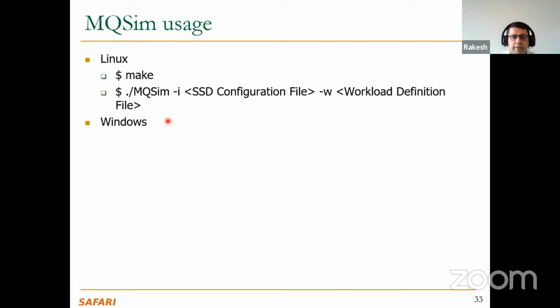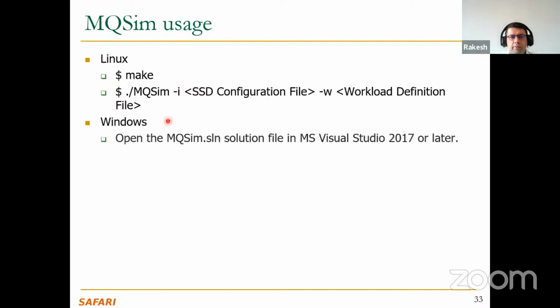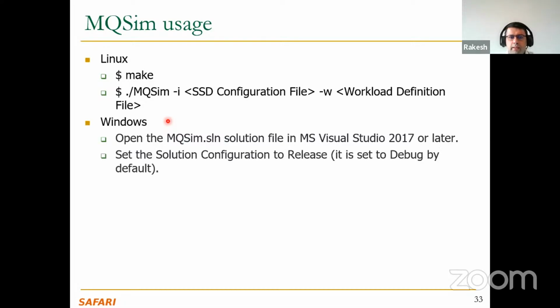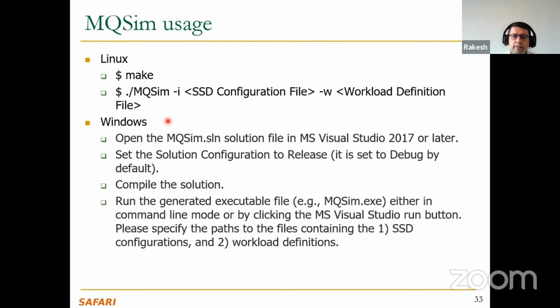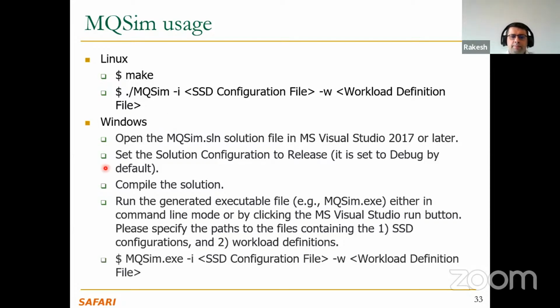And if you are a Windows user, then there is a solution file that is provided in the Git repository, and this can be used with Visual Studio 2017 or later. Once the source code is loaded, we can set the solution configuration to release and compile the solution. It generates an executable file, which can be used inside the Visual Studio environment, or we can again use this command to start the experiment once MQSim.exe is generated.